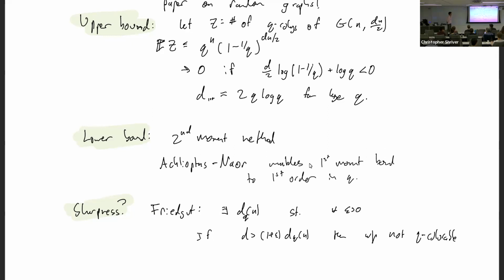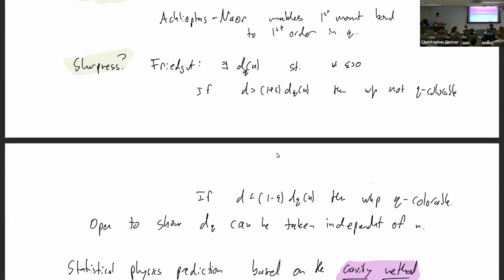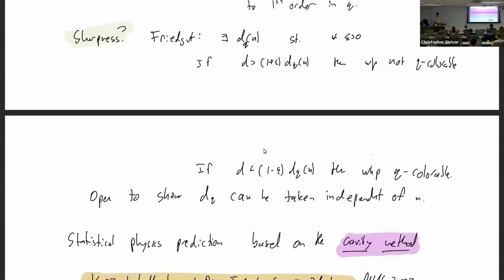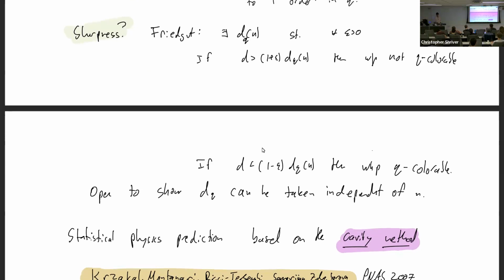What we do know is from Friedgut, and this is similar to the theorem Tom mentioned, this is a general purpose theorem for proving sharp thresholds. And what Friedgut gives is that there is some sequence dq of n so that you're sharp around this sequence. But for all we know, it could oscillate like this. So that's still open, whether there's an actual dq that doesn't depend on n. So yeah, it's open to show that dq can be taken independent of n.